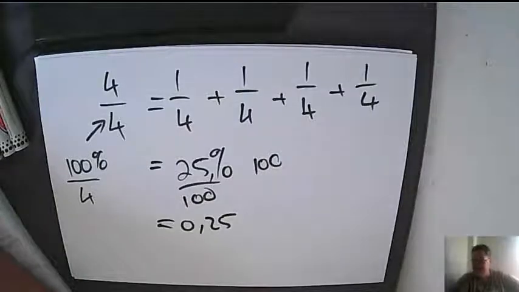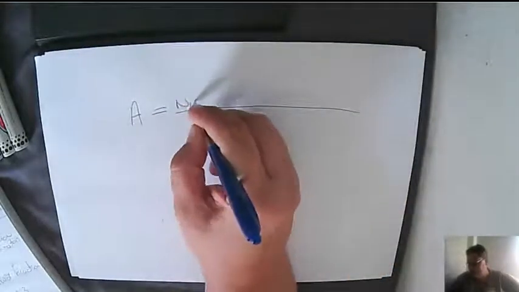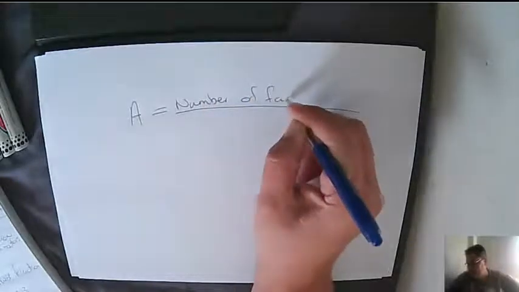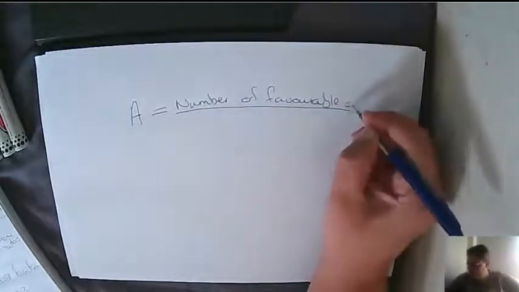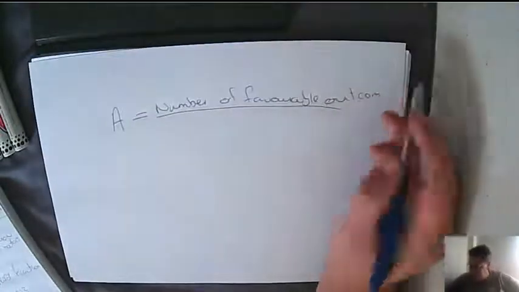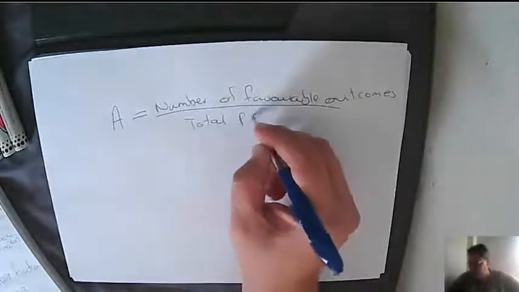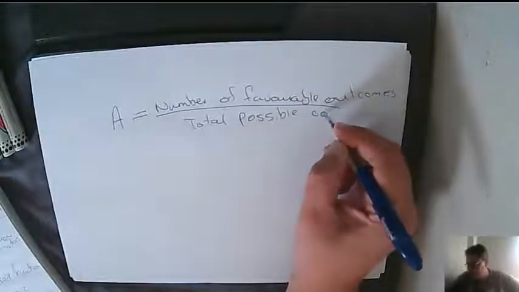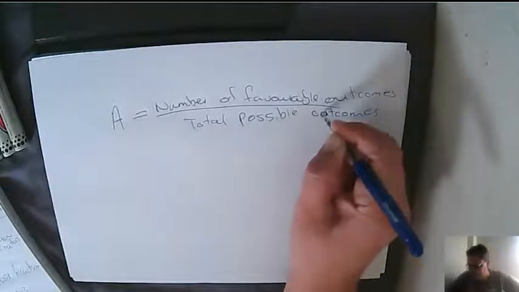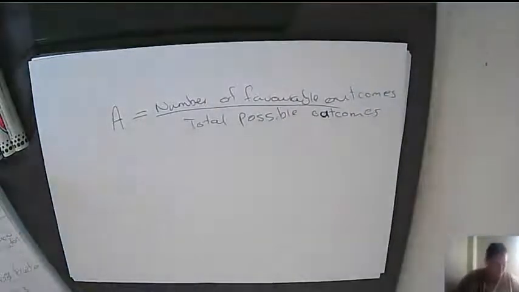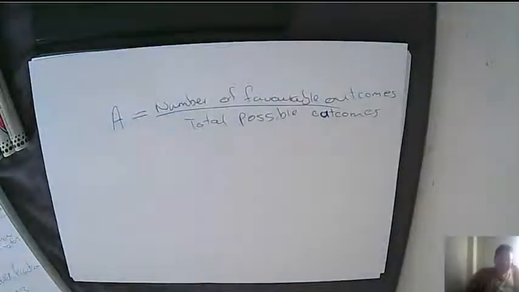In the notation for probability, where A refers to an event, okay, so A, can you all see that? A refers to event, and it's equal to the number of favorable outcomes. We've all written that, right? Over total possible outcomes. That's a U. Okay? Right?